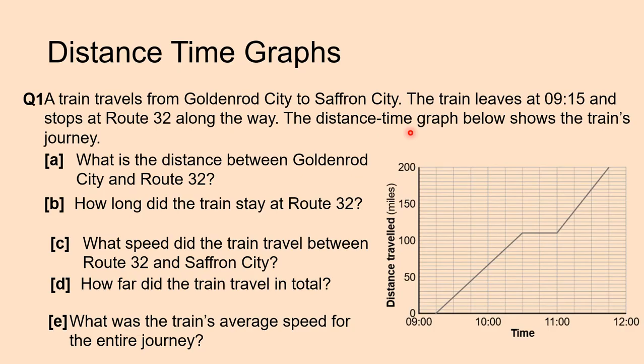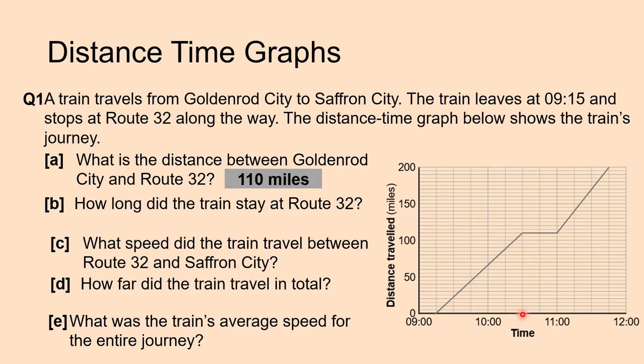Part A. What is the distance between Goldenrod and Route 32? So we have to take from here to here. So we measure across, and it's 110 miles minus 0, 110. How long did the train stay at Route 32?